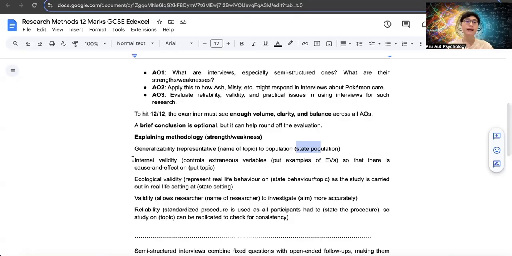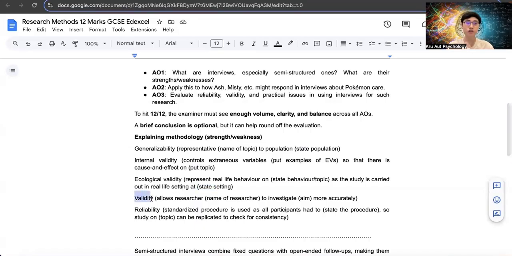No, just for research. Internal validity: when we have this methodology as a keyword, we need to refer to extraneous variables, whether they are well controlled or not, and give examples of extraneous variables in that particular scenario, and say there is a cause and effect relationship, or there isn't, stating that relationship between the IV and the DV. Moving on, ecological validity. If this is a strength, that particular topic or behavior would be able to represent real life, and it means the study is carried out in a real life setting, so state the setting. Sometimes it's a task, then what task is it? Is that natural or artificial, depending on strength or weakness.